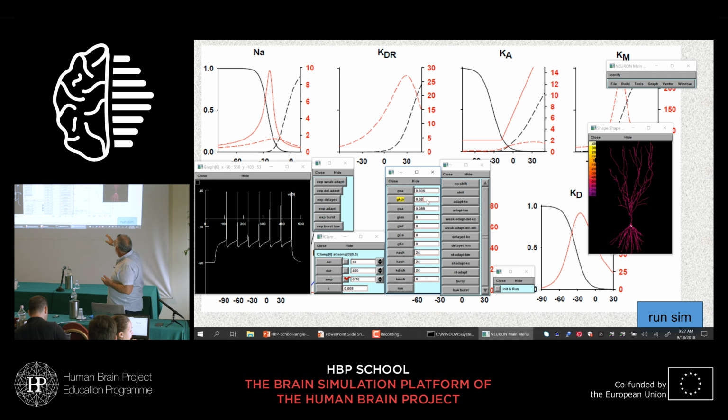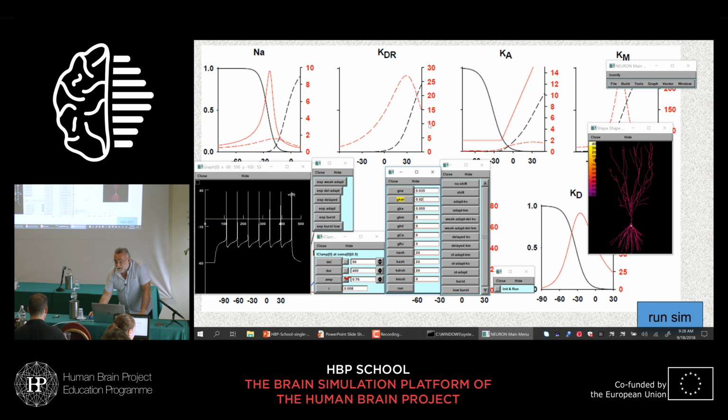Okay? In this particular case, the KDR is the one that was also studied by Hodgkin and Huxley for the squid axon. It's non-inactivating, which means that if you depolarize the cell, this channel is going to be open, and it stays open as long as the voltage is there.